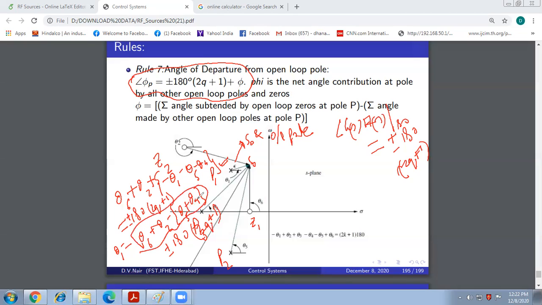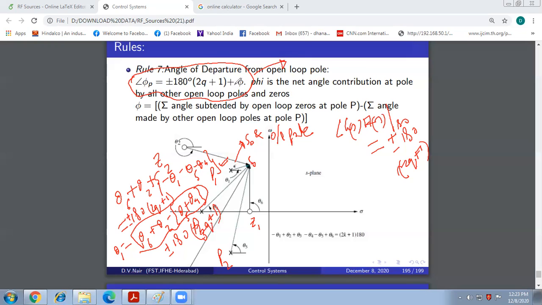So in this summation, the angles made by open loop zeros would be positive, since zeros are in the numerator of the transfer function, and in the summation, the angles made by the poles will be contributing negative, right, since they are in the denominator of the transfer function. So the same thing which we discussed in the last class, but we have now summarized it, right?